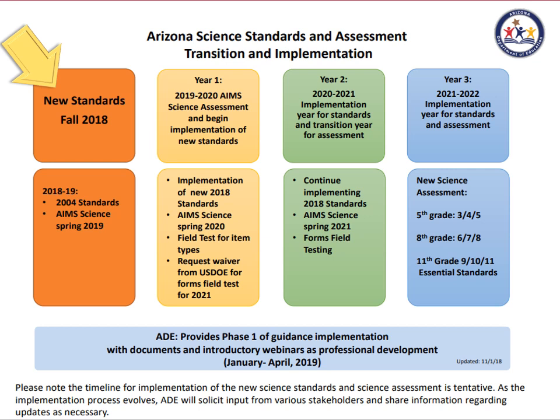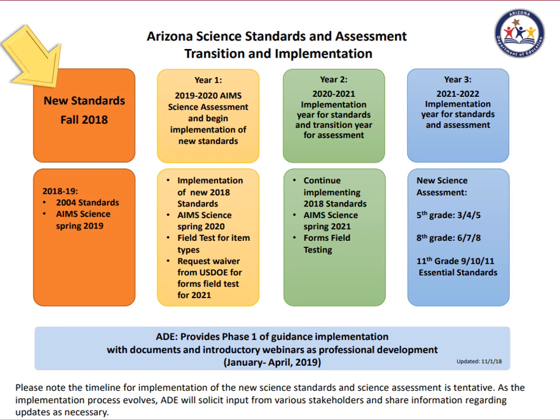So next year, 19-20, begin implementation of the new 2018 science standards. We will be administering the same AIMS science exam in spring of 2020 that is given in 4th, 8th, and high school biology, covering the 2004 standards. Then in the year 2021, continue to implement the new science standards. And the ADE is going to ask for a waiver for the AIMS science in that spring of 21.